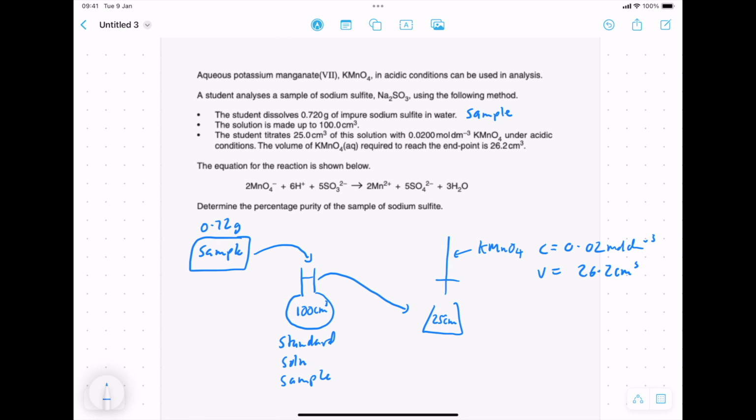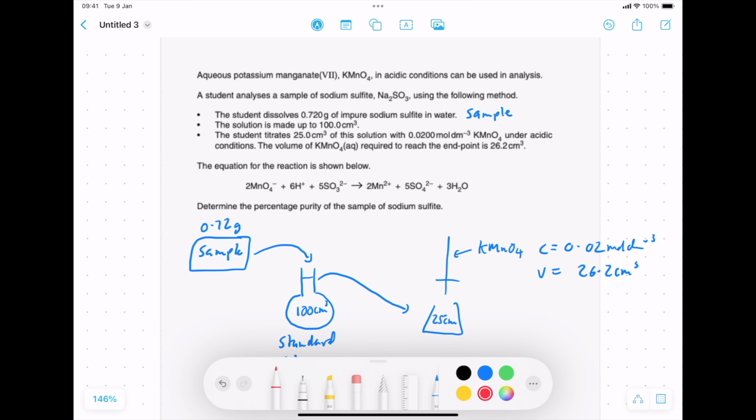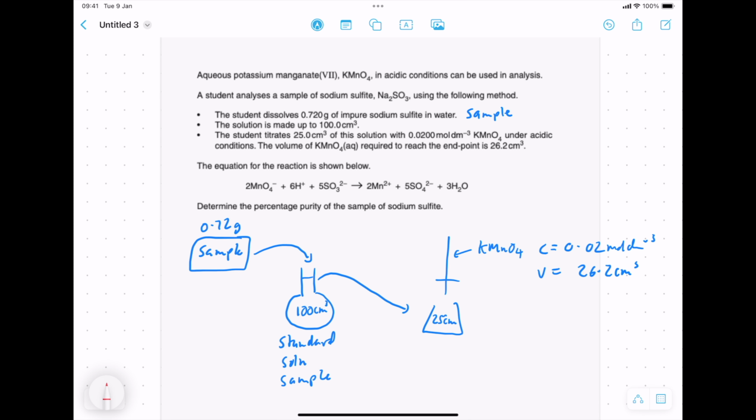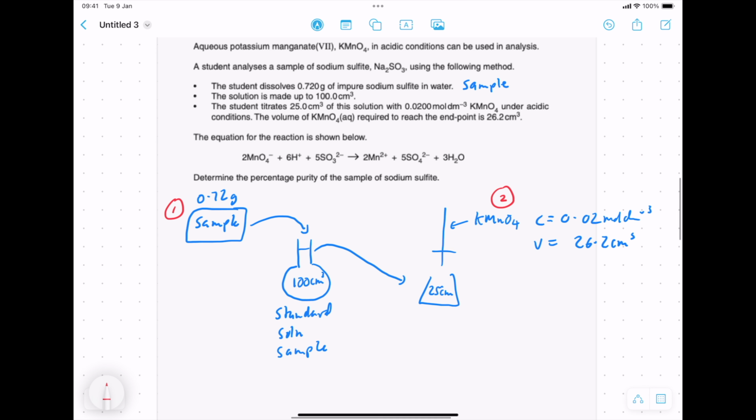Before we jump into the calculation, let's put some labels on to make sure you understand this. The sample, let's call that number 1, is reacting with the oxidizing agent, which we'll call number 2. Where is this reaction taking place? It is taking place in this flask. So 1 plus 2 equals a redox reaction. What is the equation for this reaction? It is given to us there. It's that one. Okay, so that's the reaction taking place in the flask.